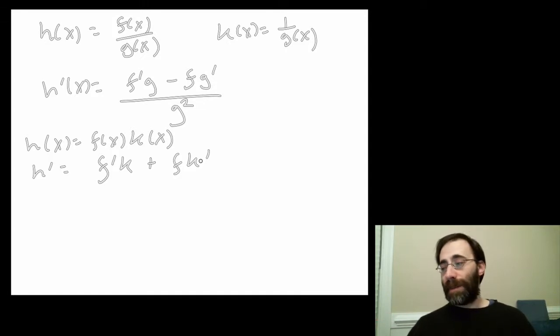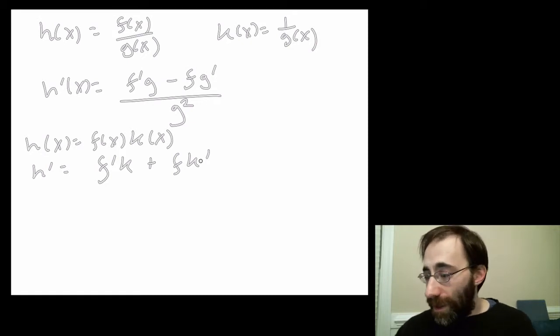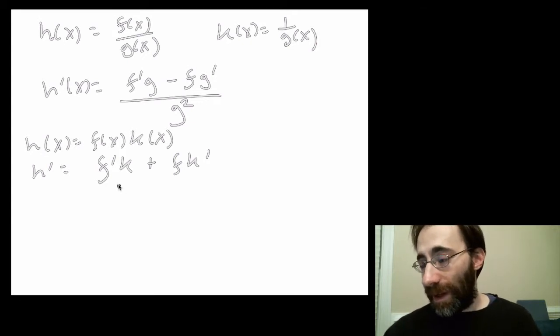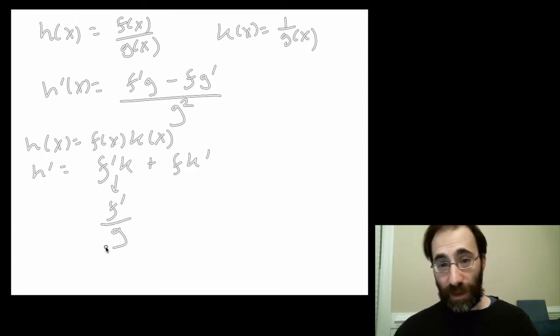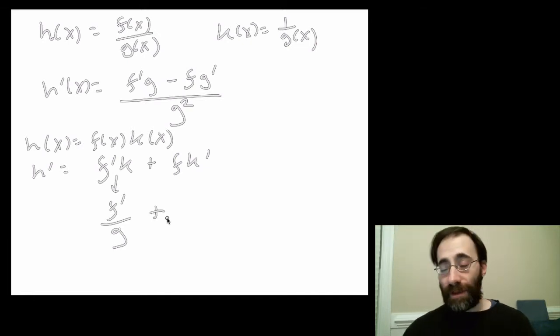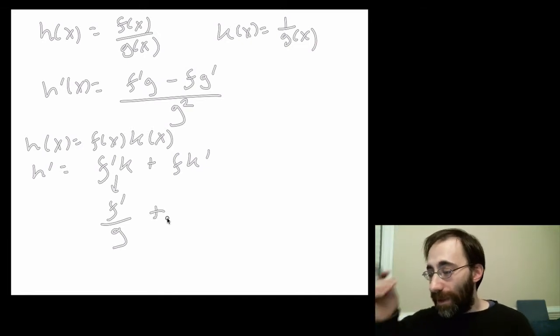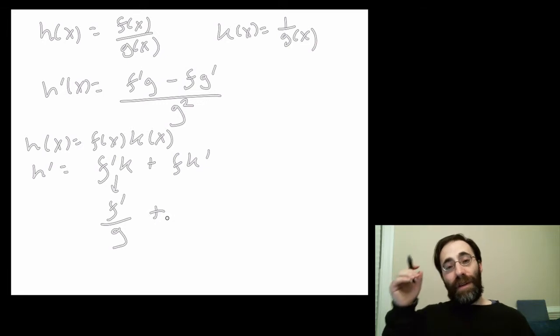It gives you this directly. The only complication is k prime. We don't care about k, we care about g. So we have to represent k in terms of g. So k itself is easy. The first term here goes to f prime over g, just replacing k with 1 over g again. What about the second term? Well, what's the derivative of k? For this, we can use the chain rule, right?